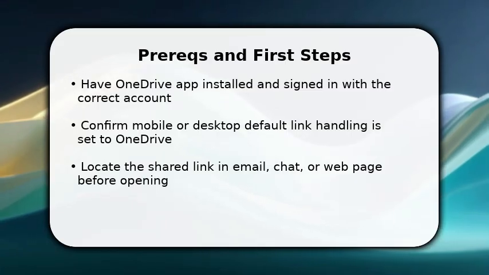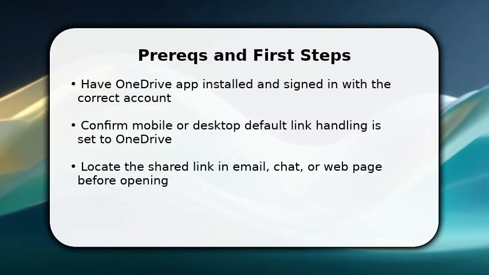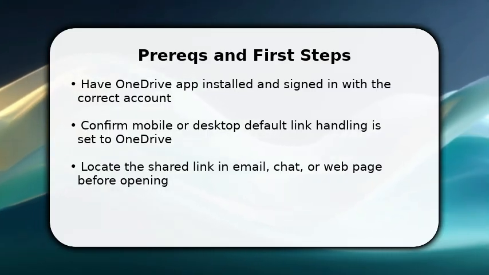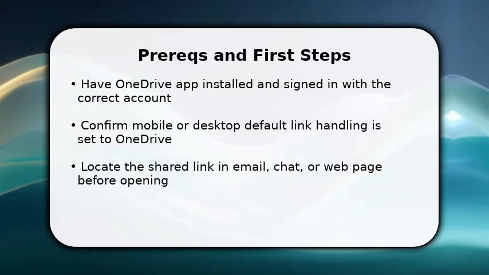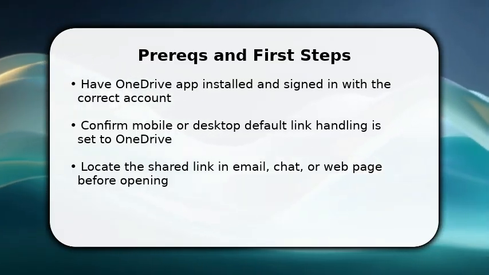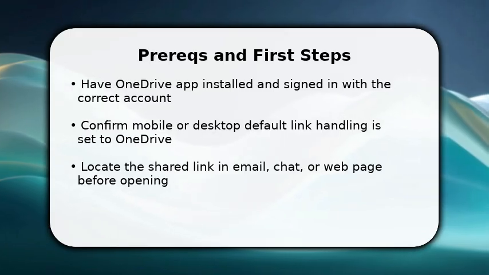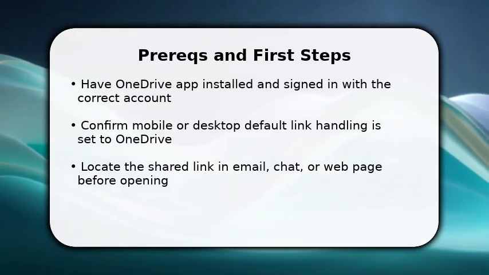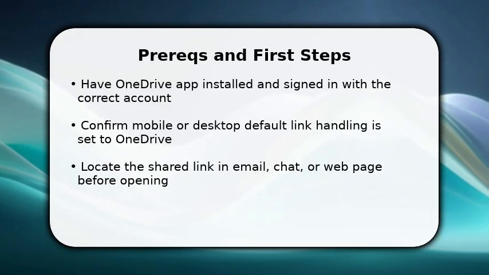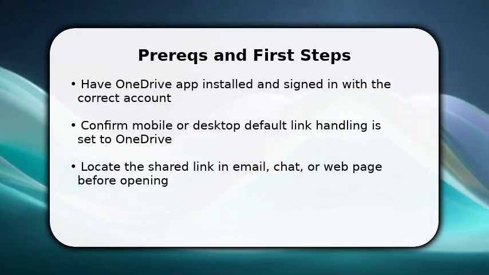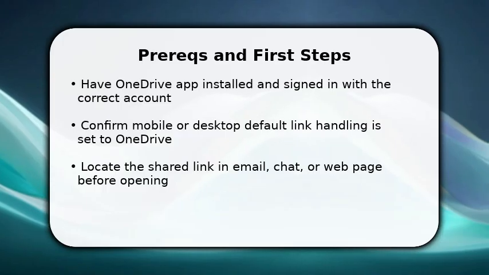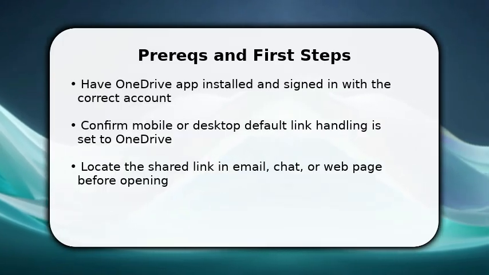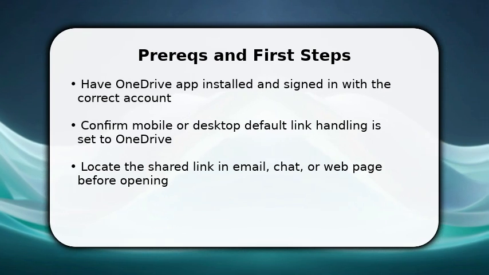You start by confirming prerequisites. You have the OneDrive app installed and you are signed into the right account. Once done, copy or tap the shared OneDrive link from email, chat, or a web page. If on mobile, long press the link to reveal the Open with menu. If on desktop, right-click and choose Open. Make sure to avoid opening in the browser if the link should open in the app, because the app preserves permissions and sync behavior.